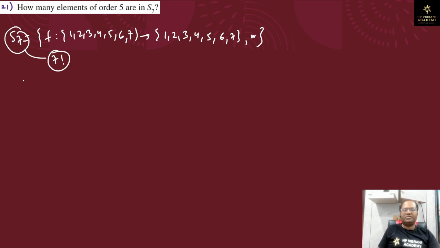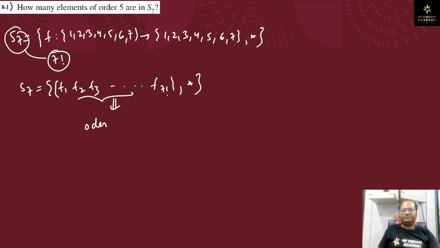So the elements of S7 are like this: f1, f2, f3, like this. 7 factorial elements are there, and these elements form a group under composition of functions. So we have to select those elements from this set which are of order 5. Order 5 वाले elements हमें इसमें select करना है.